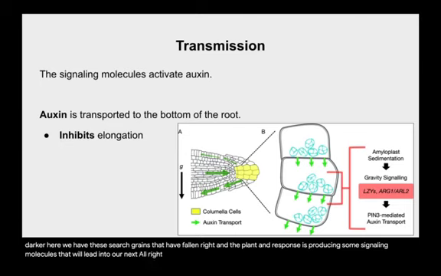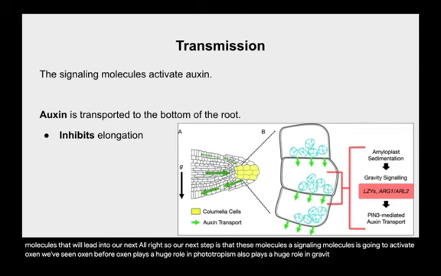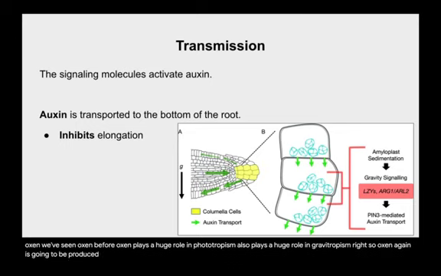All right, so our next step is that these signaling molecules are going to activate auxin. We've seen auxin before. Auxin plays a huge role in phototropism, and also plays a huge role in gravitropism. So auxin, again, is going to be produced. It's going to be transported to those root cells, and it's actually going to fall to the bottom of the root. And wherever these auxin hormones are, it's going to inhibit elongation.